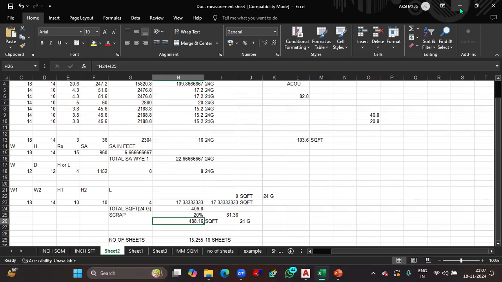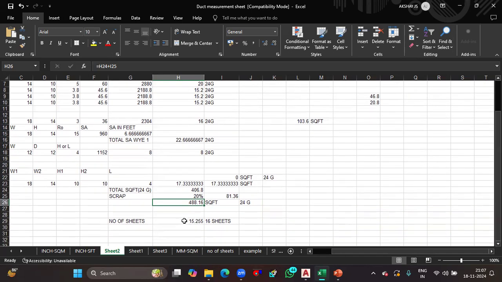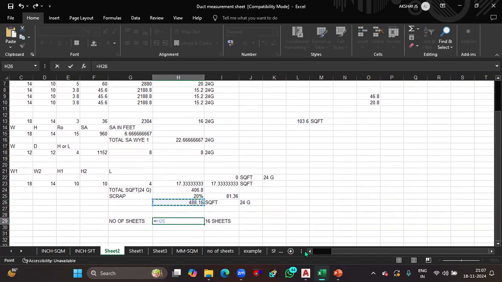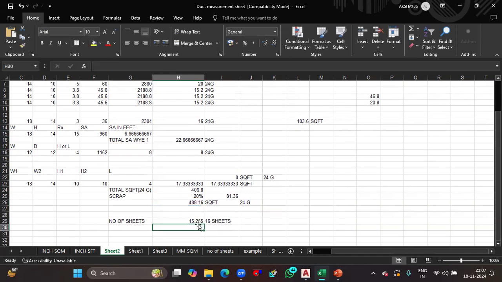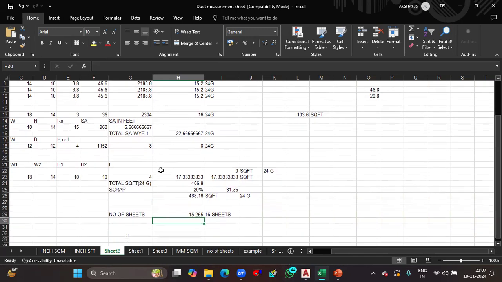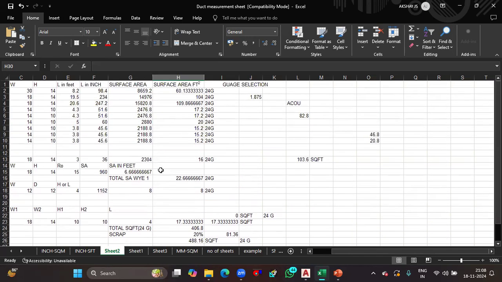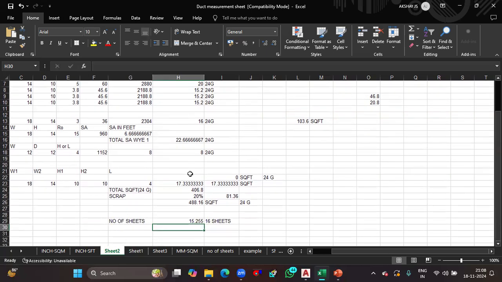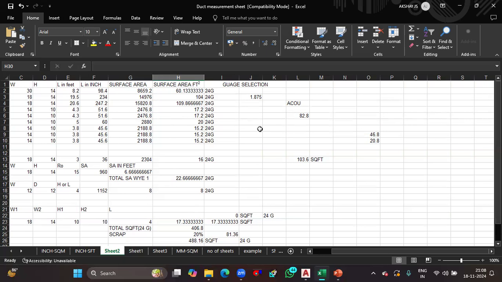So one sheet area is around 32 square feet. That means 8 cross 4, isn't it? 32 square feet. Then what about for the entire project? It's very simple. 488 divided by 32 will give you 15.25. That means approximately 16 sheets will be required in this project to fabricate this entire ductwork, including my straight ducts, fittings, and reducers, and this kind of stuff. Okay. So this is the important topic. Once again, this is meant to be duct quantity sheet metal survey.